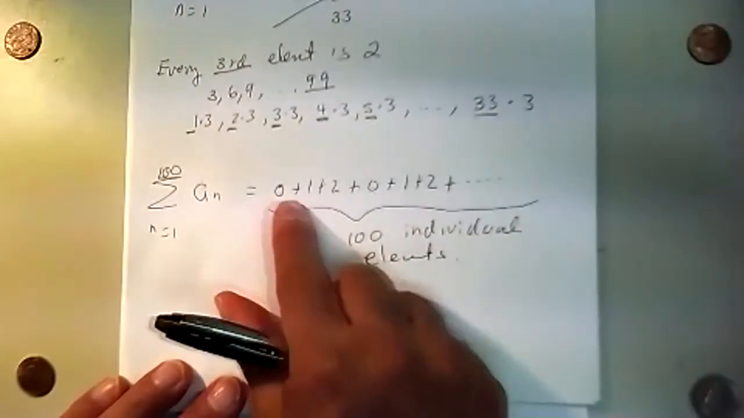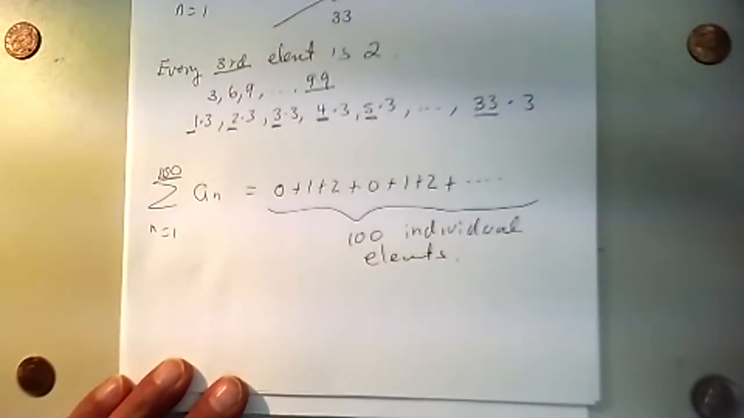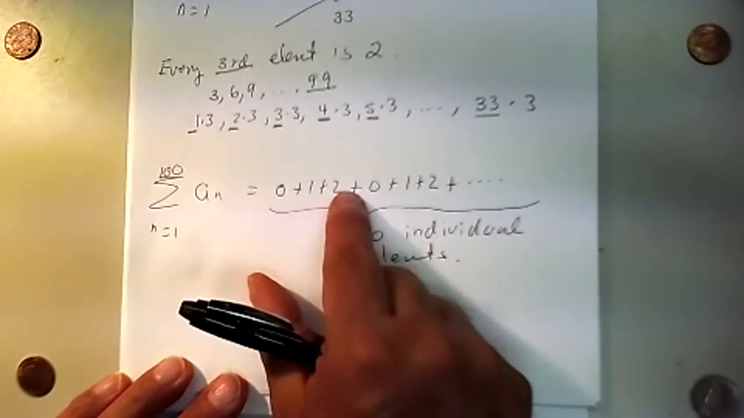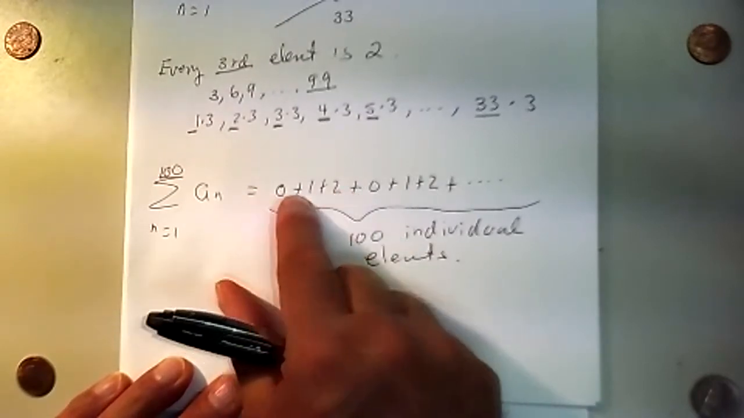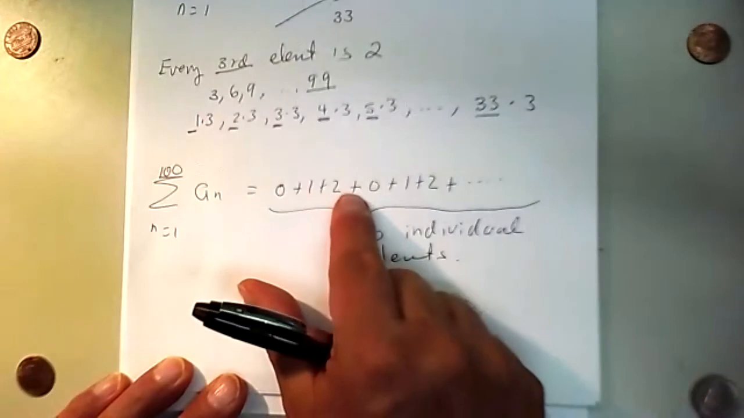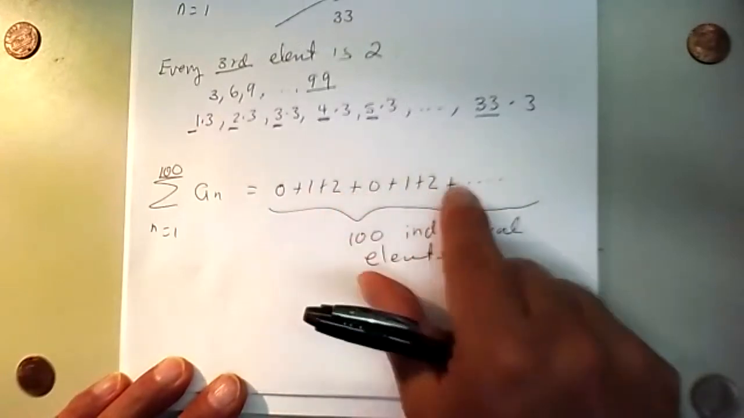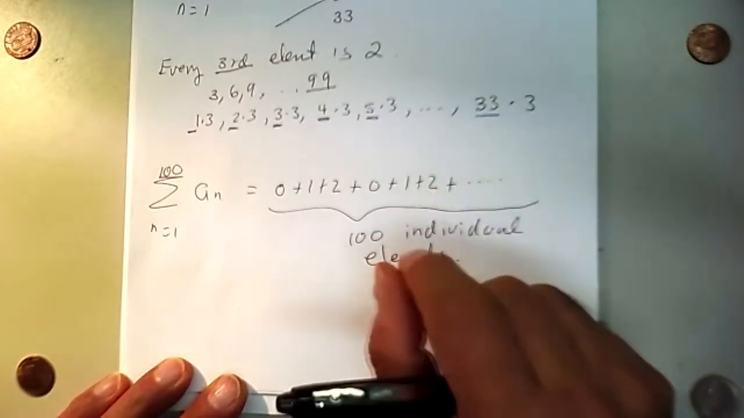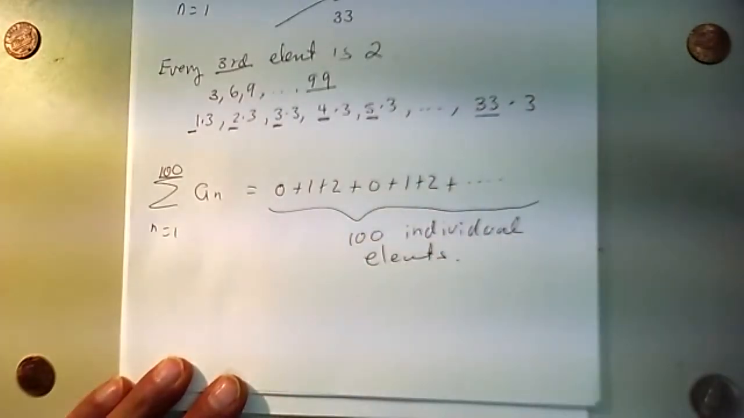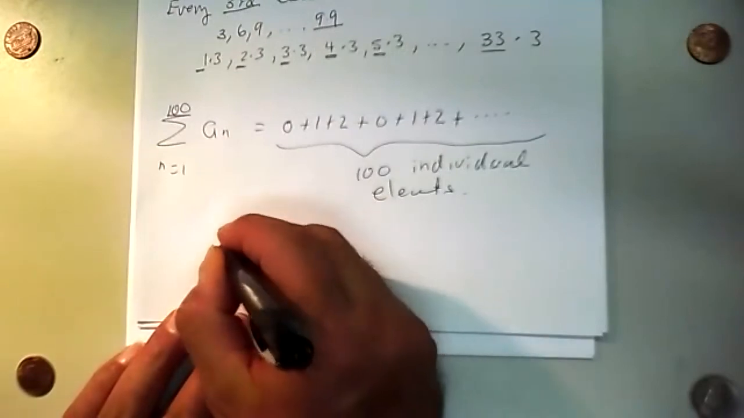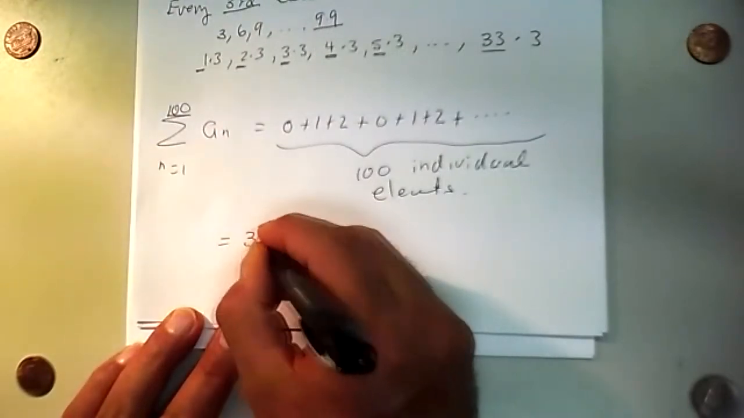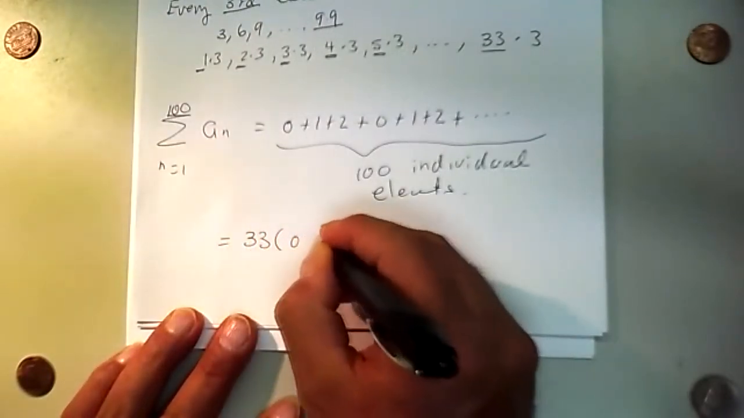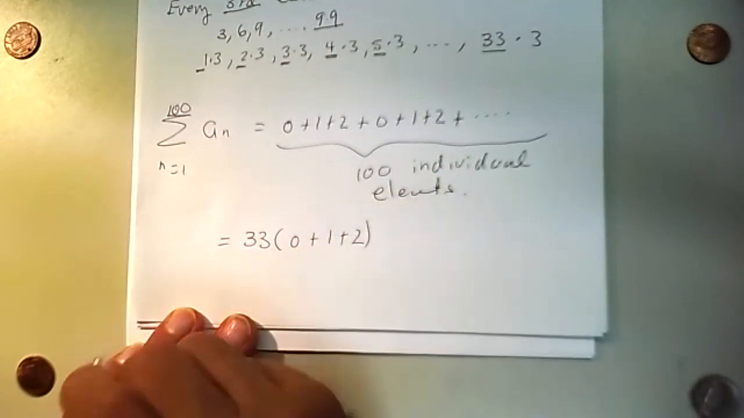Okay, and that means there is going to be, well, that's another way to put it. There's going to be 33 of those sets. 0, 1, 2 is one set. 0, 1, 2, second set. 0, 1, 2, third set. 0, 1, 2, fourth set. Well, there's going to be 33 of those. I guess that's another way to put it. This is equal to 33 of 0 plus 1 plus 2.